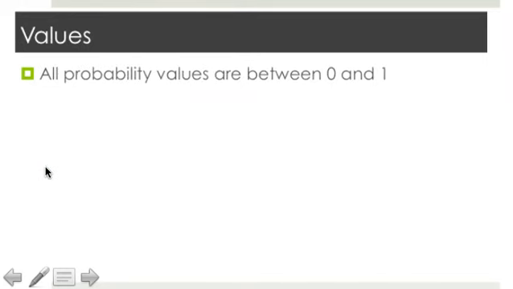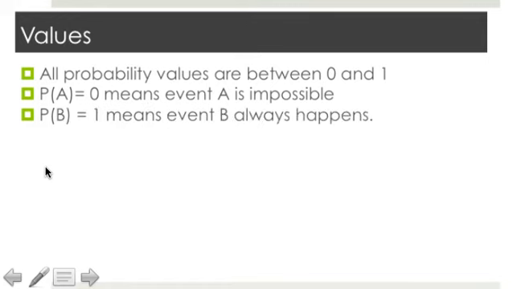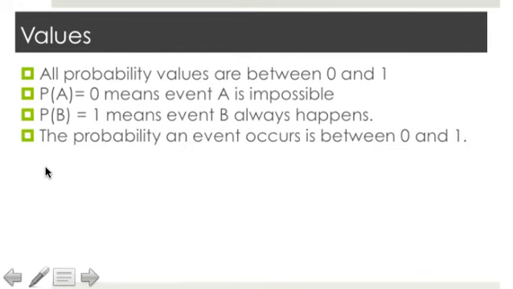In terms of the values that probability can take on, all probability values are between 0 and 1, inclusive, which basically corresponds to the probability of something happening. Could be 0%, it could be 100%, or it could be somewhere in between. The probability of A equals 0 means that that event is impossible. There's a 0% likelihood that it will happen. On the other side of the spectrum, the probability of an event being 1 means that that event always happens. But typically, the probability of an event is somewhere between 0 and 1.